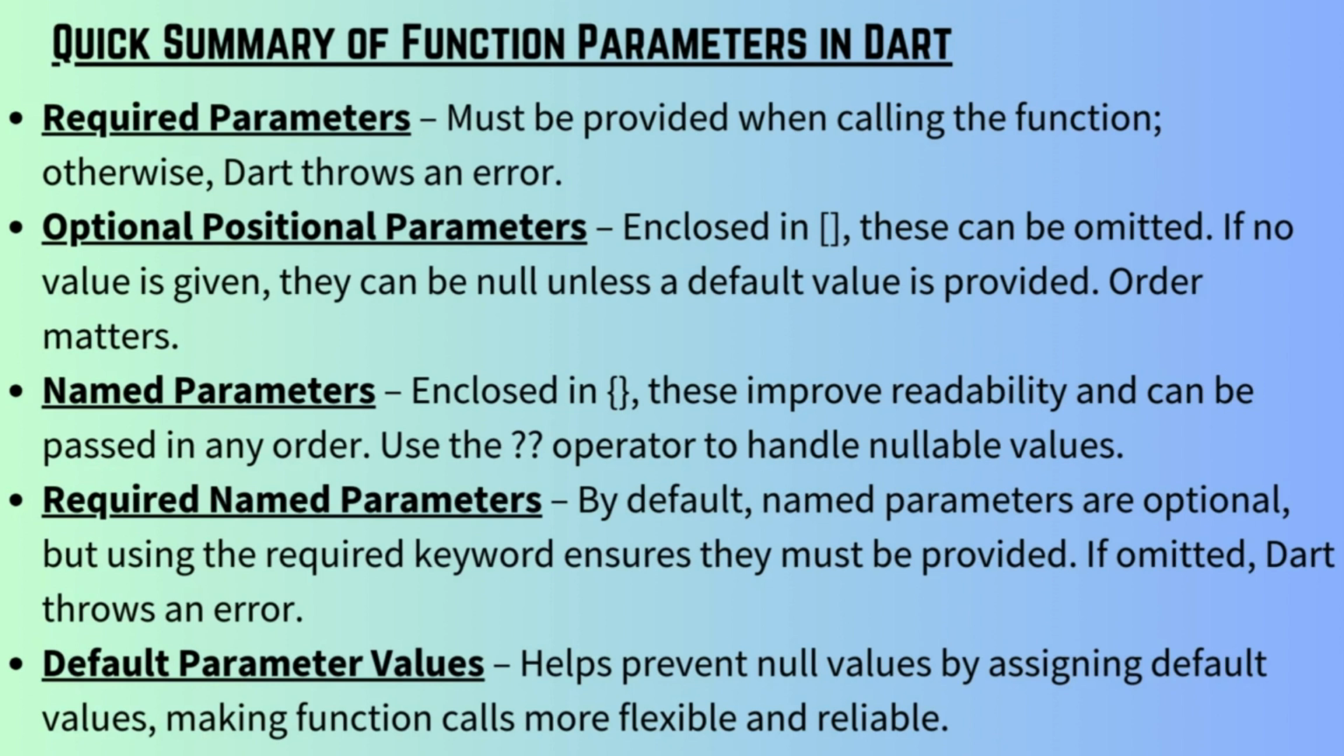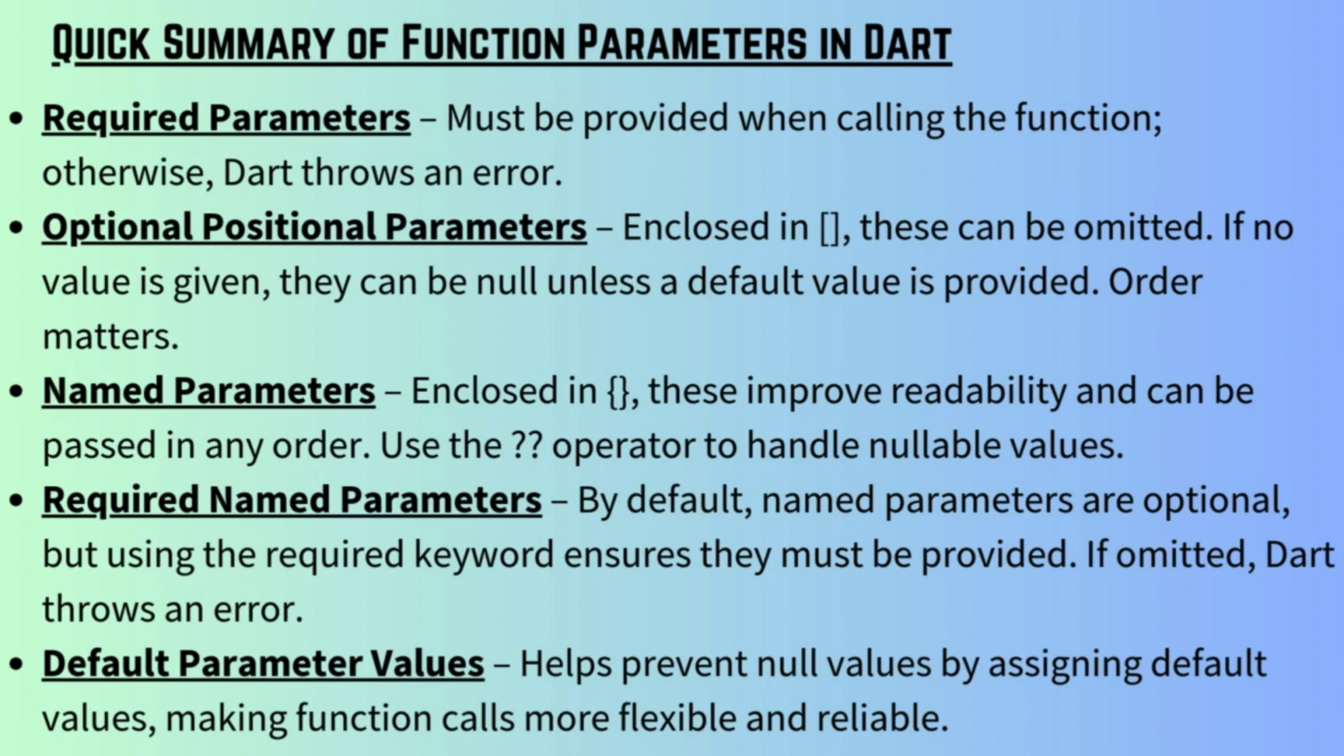But what if we want to make sure certain named arguments must be provided? That's where the required keyword comes in. If we mark a named parameter as required, Dart will throw an error if we forget to pass it. This ensures that our function always gets the necessary values to work correctly.